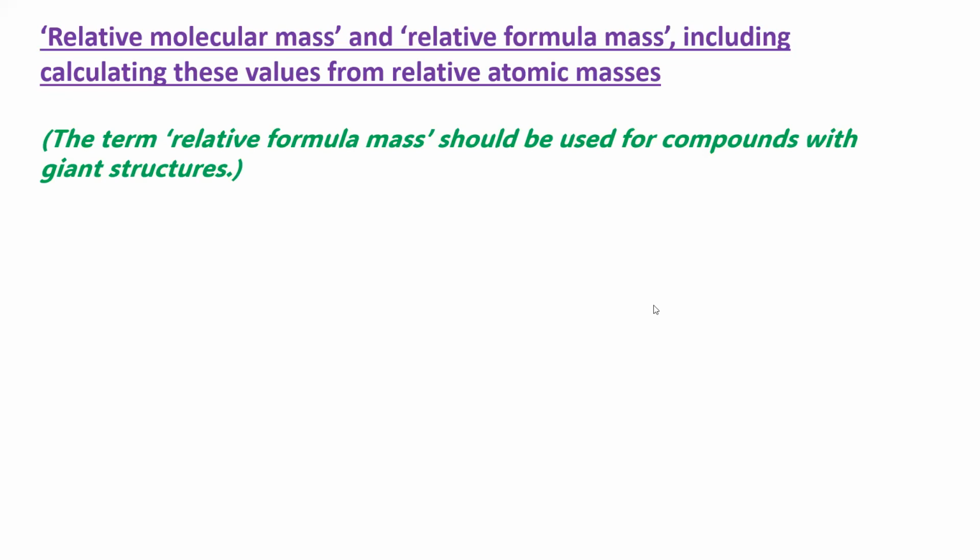Yep. Relative molecular mass and relative formula mass, including calculating these values from relative atomic masses. The term relative formula mass should be used for compounds with giant structures. What are giant structures, for example? Giant covalent structures like diamond, and giant ionic lattices. Giant structures like diamond, graphite, fullerene, and compounds like that. So now copy this screen.